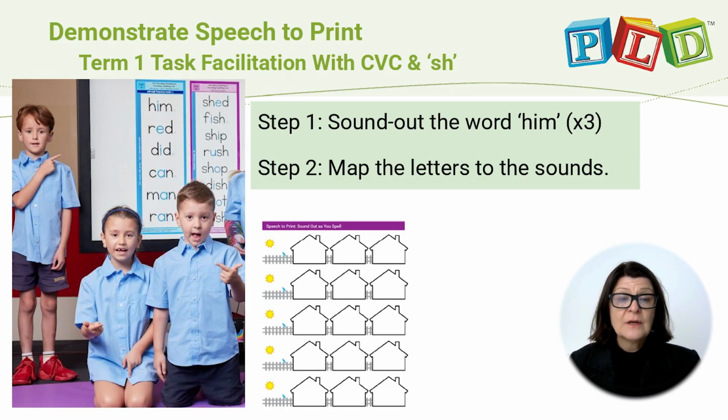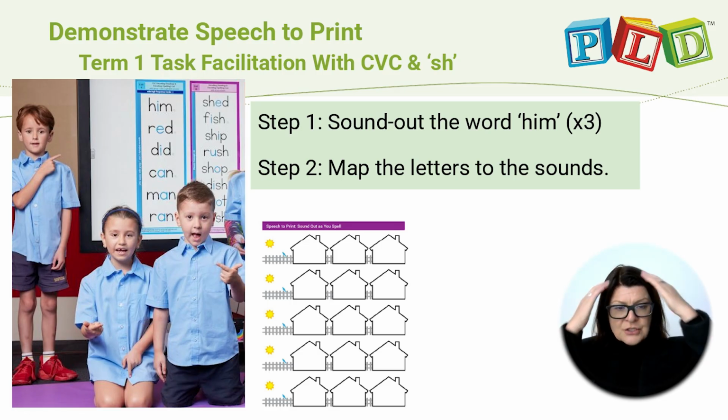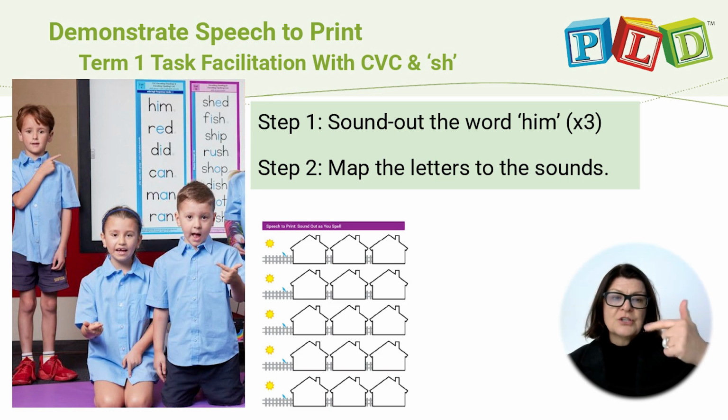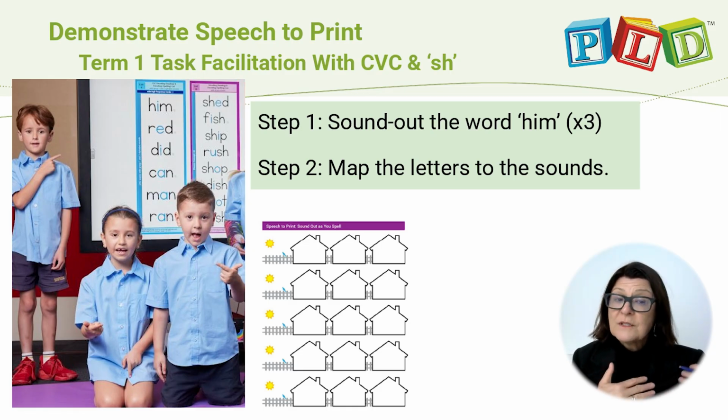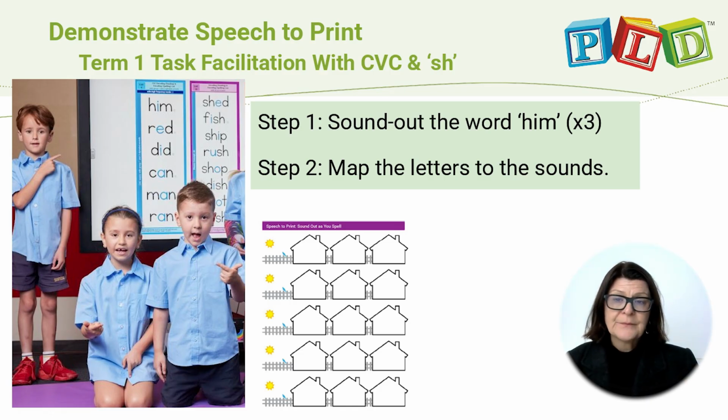Some of us are learning the word shed. Now let's map our letters. What's that first sound? Sh. What's the second sound? The e sound. What's the end sound? D, round, up and down.